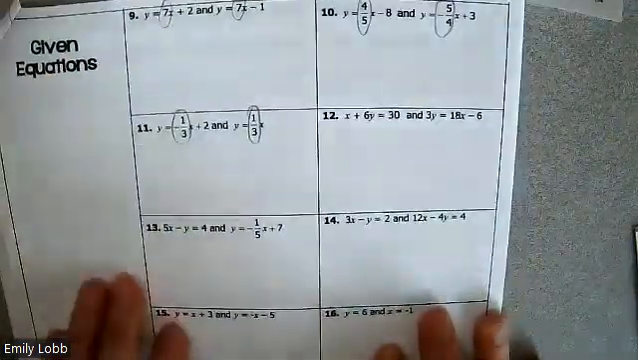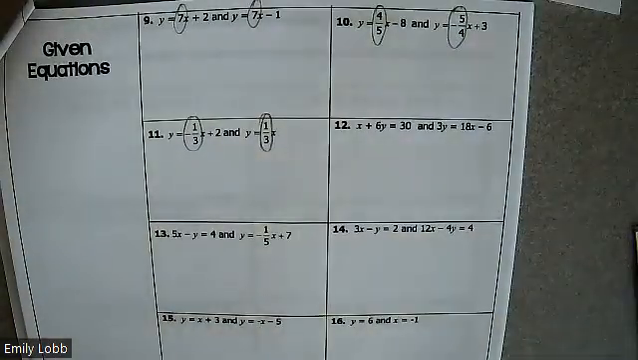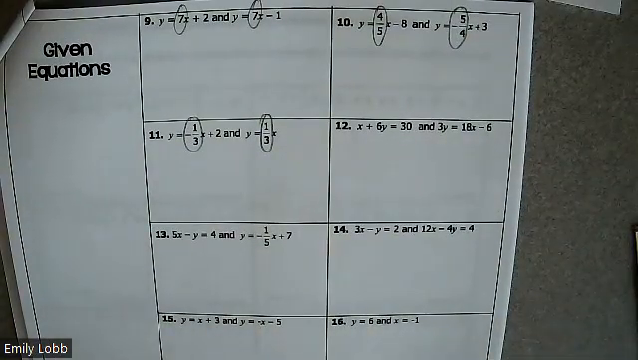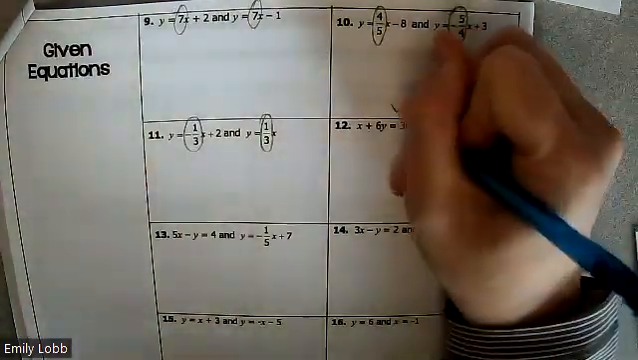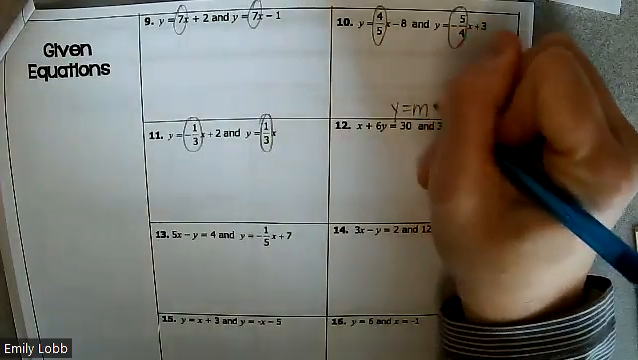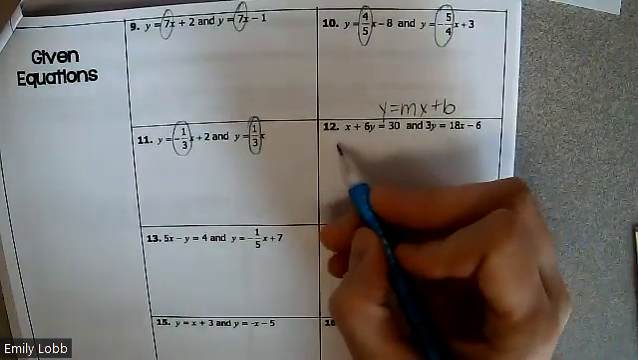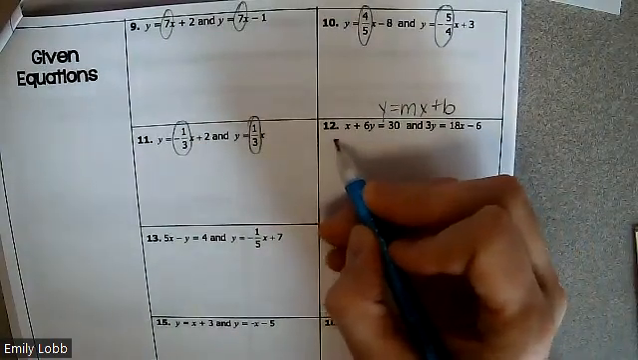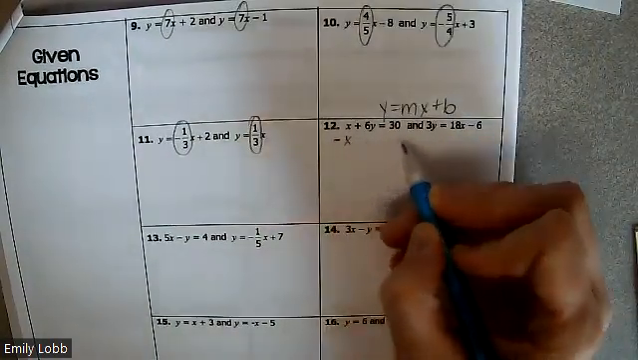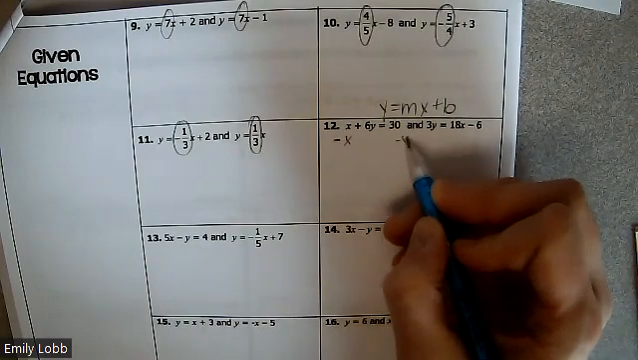What happens with number 12, though? Soon as you get comfortable, this is not in slope-intercept form. Slope-intercept form is y equals mx plus b. So we have to do what? Rearrange. This is where your previous learning comes in.